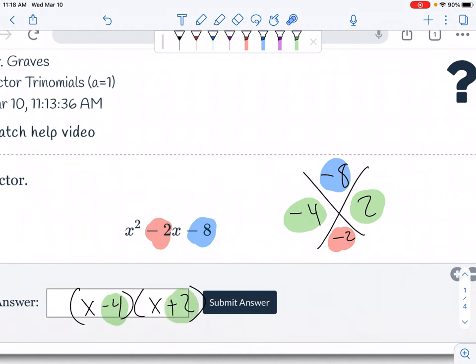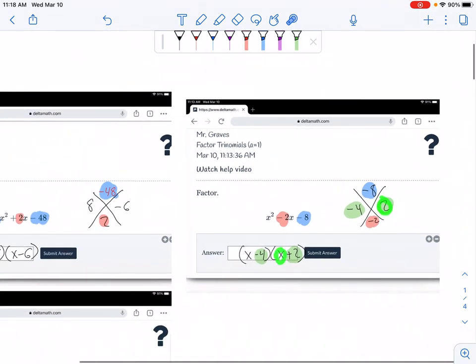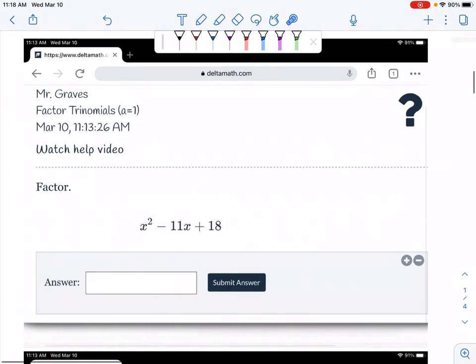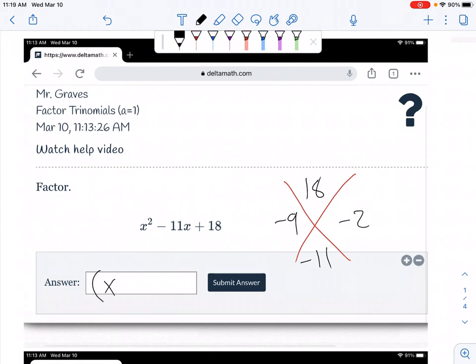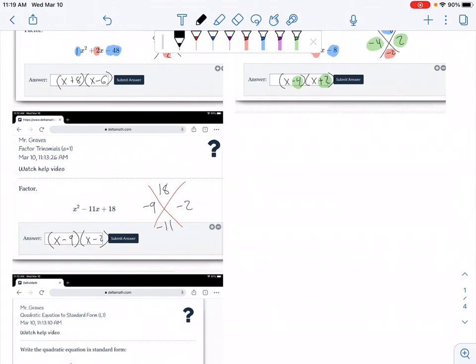And the pattern is that it was our variable combined with that, and our variable combined with this. And then for this one, we're going to have 18 on top, negative 11 on the bottom, and that would be a negative 9 times a negative 2. So then I'm going to say x minus 9 times x minus 2. Okay, so that's a brief refresher on factoring.